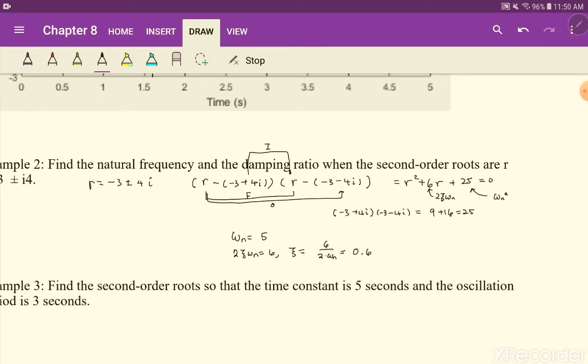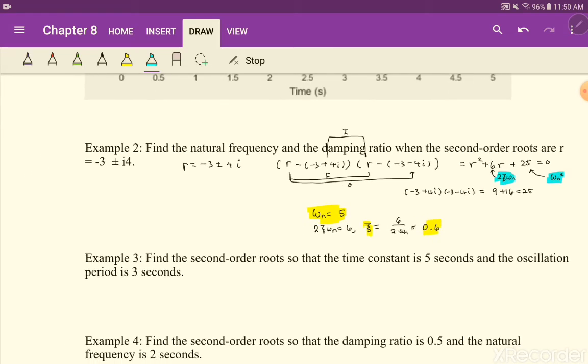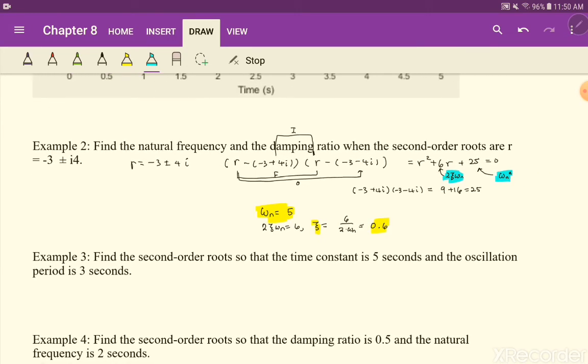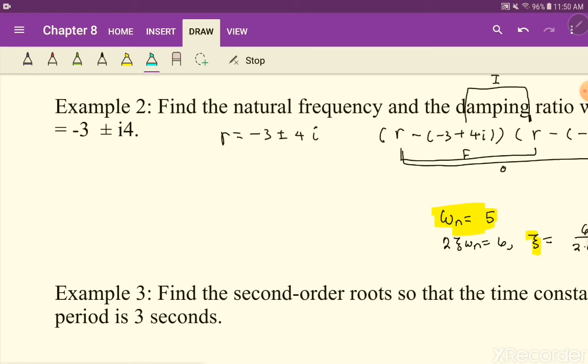That means zeta must be 6 divided by 2 divided by omega n, which is 5, so it's 0.6. Should I highlight it? Zeta is equal to 0.6. Omega n is equal to 5. Where did that come from? Right here, by matching coefficients. So that's the normalized form of the characteristic equation. The hardest part of that was actually multiplying those and getting the characteristic equation out.